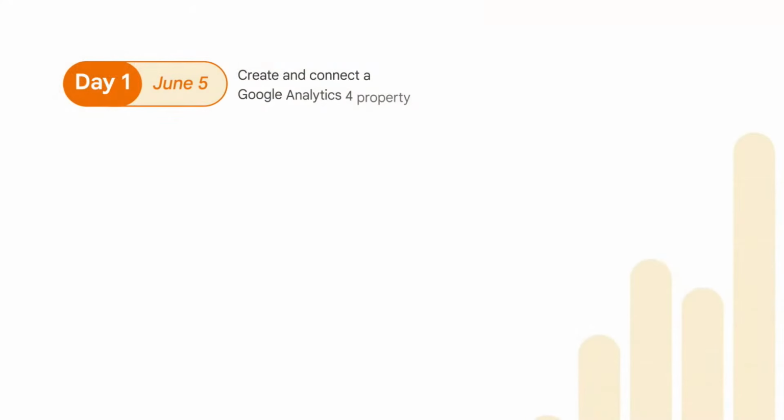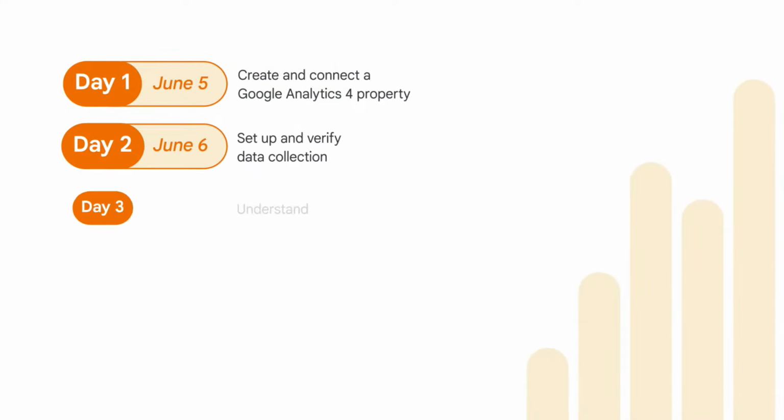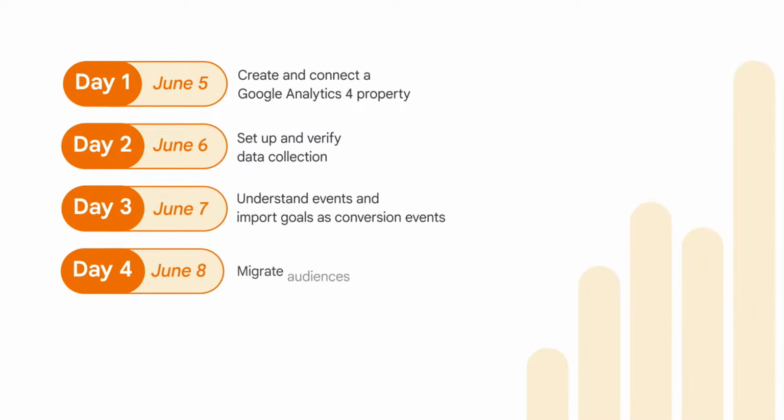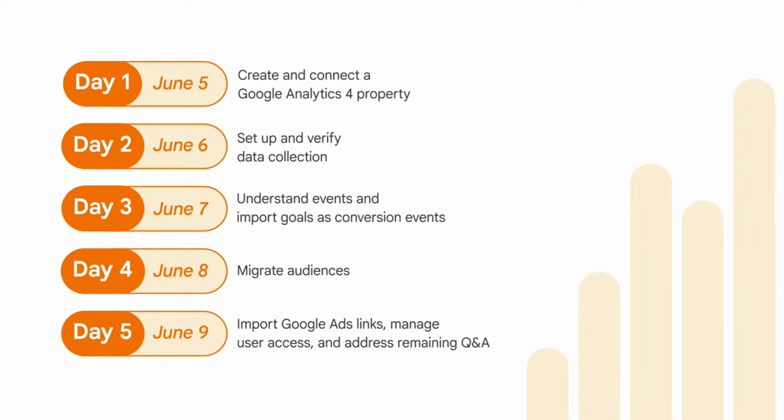All right, let's jump into what we're going to do for the rest of the week. Today we went over how to create your Google Analytics 4 property. Tomorrow, on Tuesday, we're going to set up our tagging and get our data collection running and flowing into Google Analytics. On Wednesday, we're going to dive into events and import our goals from Universal Analytics as conversion events in Google Analytics 4. Then on Thursday, we're going to migrate our audiences. And on Friday, we're going to wrap up by covering a few different topics and answer any final migration questions that you have in the live Q&A.